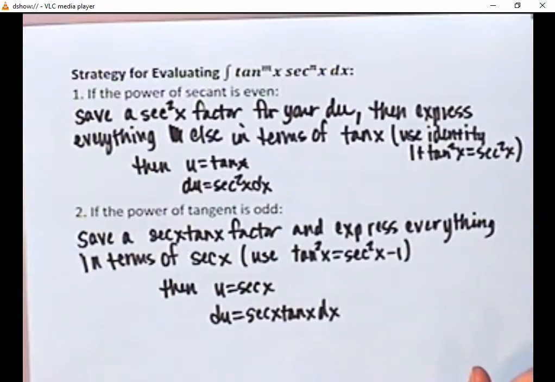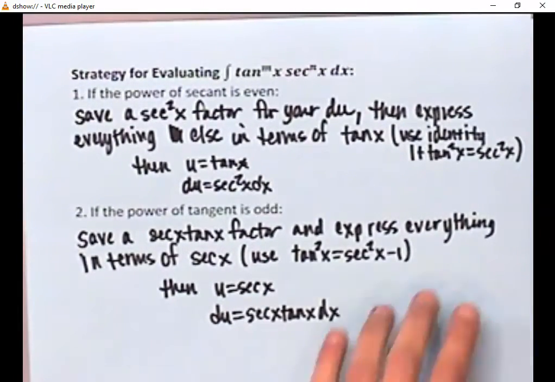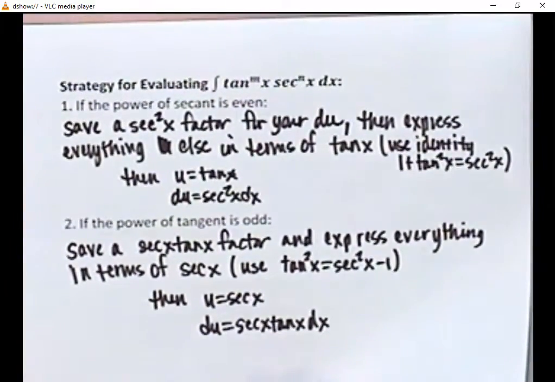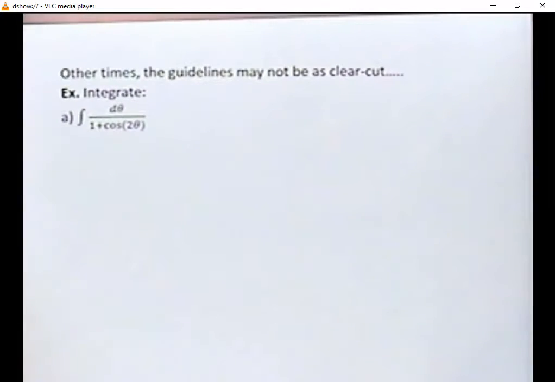Okay, the last couple examples I want to show you aren't necessarily specific strategies we've got to use. They're just trig functions. We may use some identities we've already talked about for sine, cosine, or tangent, secant. The guidelines aren't necessarily clear-cut on these. We just have to look if there's an identity or some substitution we could use that would really help us be able to integrate them.